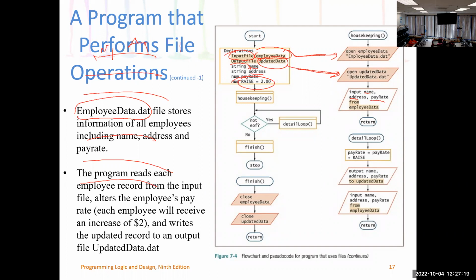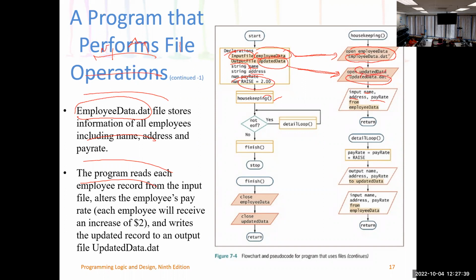Now see, what's the housekeeping here? If you understand the logic of the loop, it works exactly the same. What's the housekeeping? You open the employee data, assign it to the variable employee here. Open the update here and assign it to the variable here. Now you've done it. That's the first step.